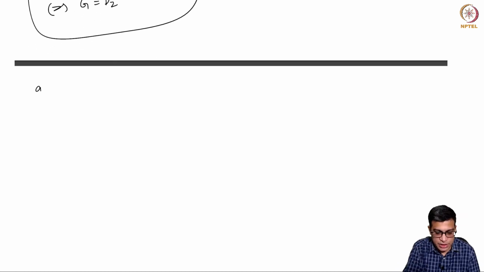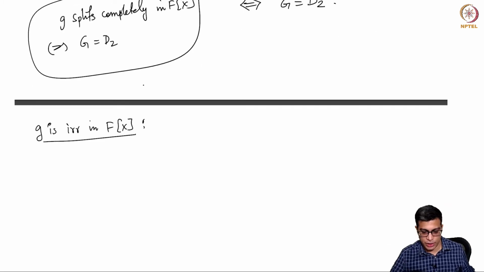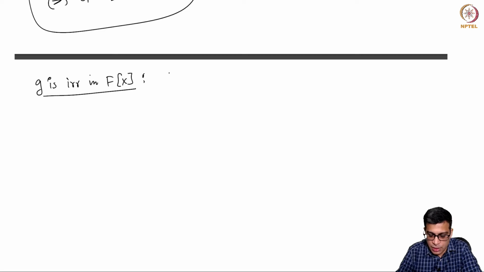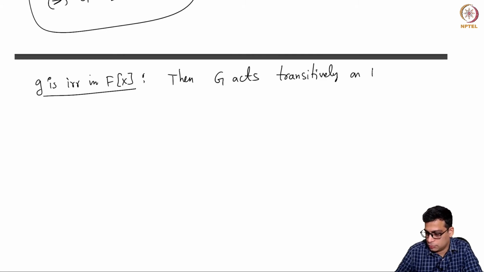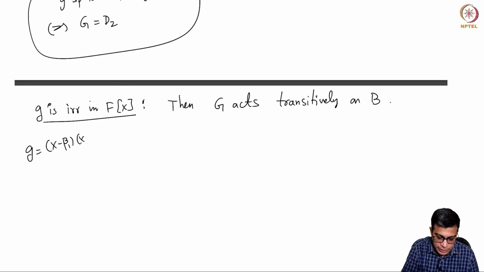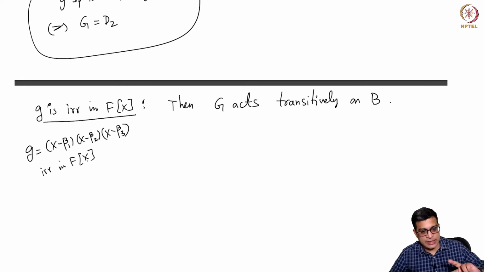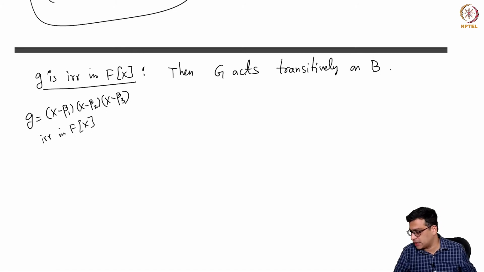Now I will consider the case that G is irreducible. Of course, maybe it's not irreducible and maybe it doesn't split completely, but nevertheless I will consider these two cases first. G is irreducible in Fx, but then G acts transitively. That is because G is x minus beta 1, x minus beta 2, x minus beta 3, and this is irreducible in Fx. That means any two roots can be permuted by a Galois group element. So G acts transitively on B.